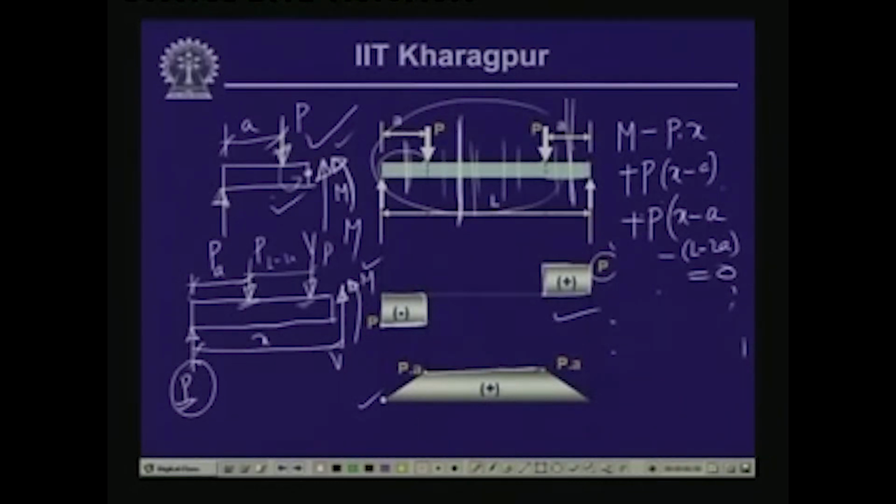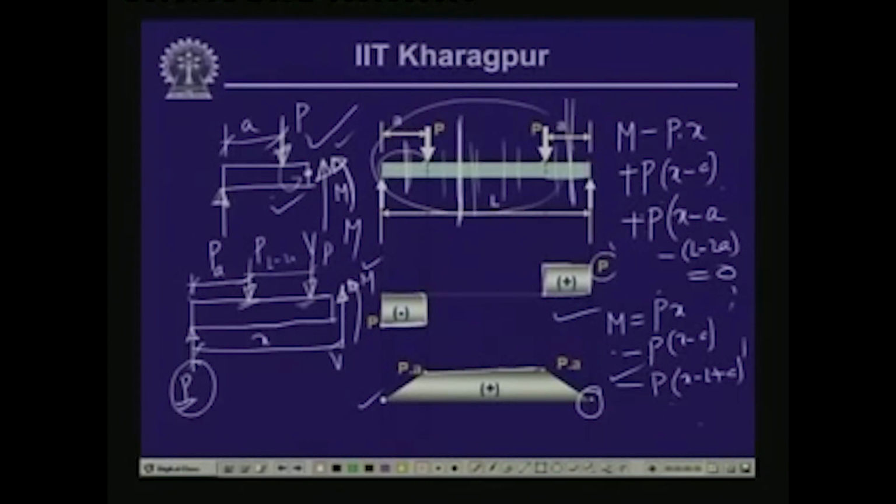So, the whole thing comes then as M is equal to P into X minus P into (X minus A) and minus P into (X minus A minus L plus A). So, this is X minus L plus A. So, this is the value of the bending moment. Now, here if we substitute the values, at this particular point, if we say that X is equal to L, then you see this is L minus A and this is L minus A, P times L, this is equal to 0. So, at this point again at X equal to L, we find that the bending moment is equal to 0.